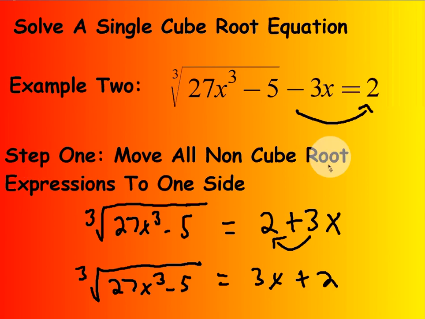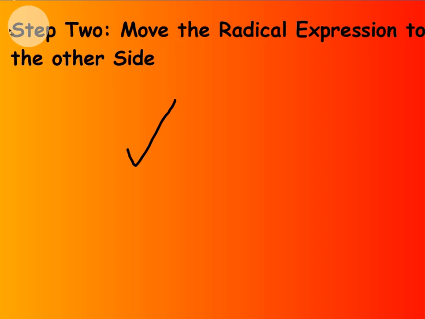We're going to move all the non-cube root expressions to one side. Again, I would recommend moving those to the right and keeping the cube root on the left, but it doesn't really matter. That's just for convention's sake. So in this case, I'm going to add 3x to both sides. Now I have 2 plus 3x on the right. Typically we put the x term first, so we switch those and have 3x plus 2 on the right, and keep our cube root of 27x cubed minus 5 on the left. And again, that's step 1 of moving that non-cube root expression away to the other side.